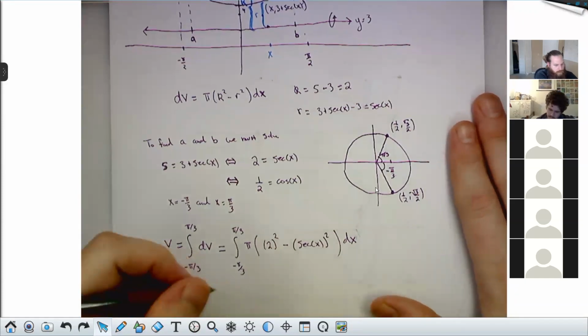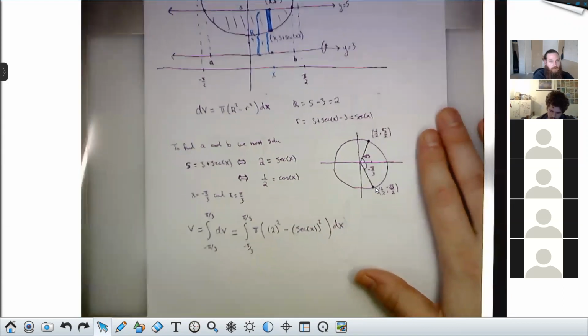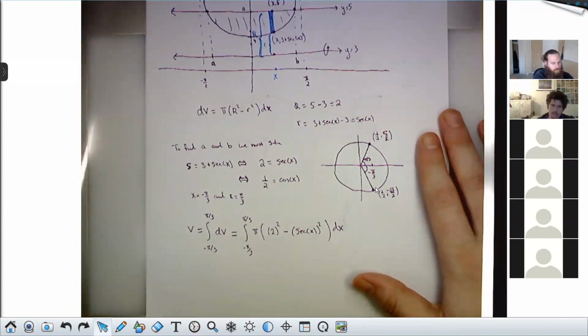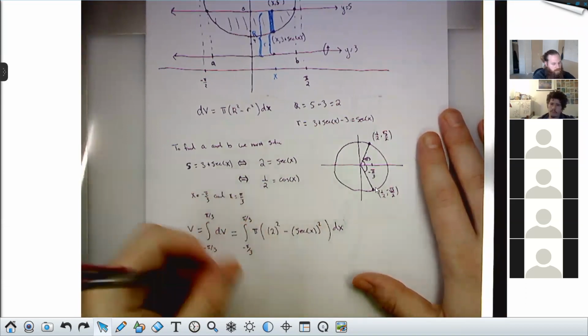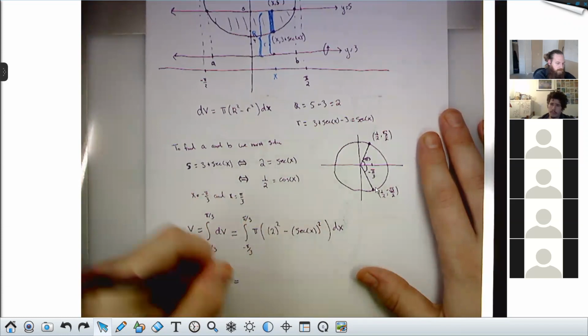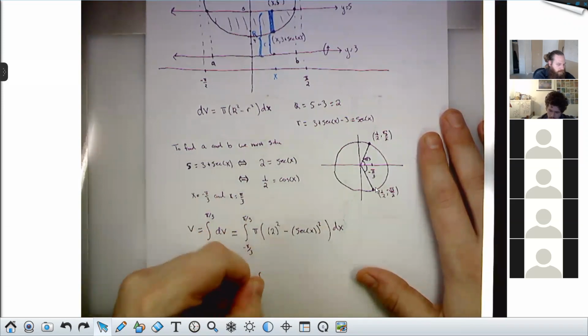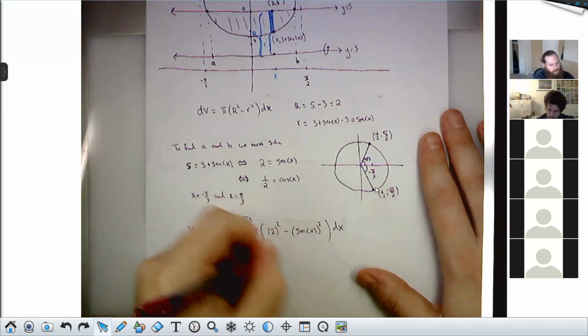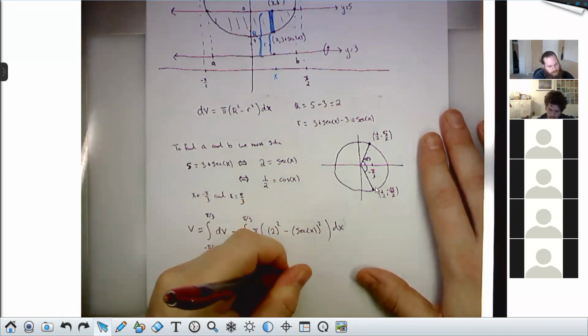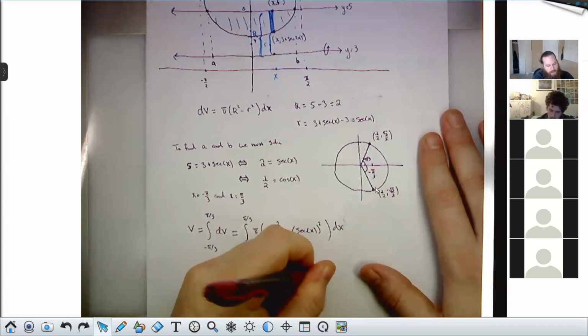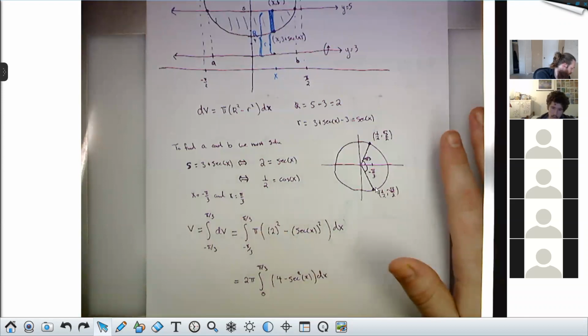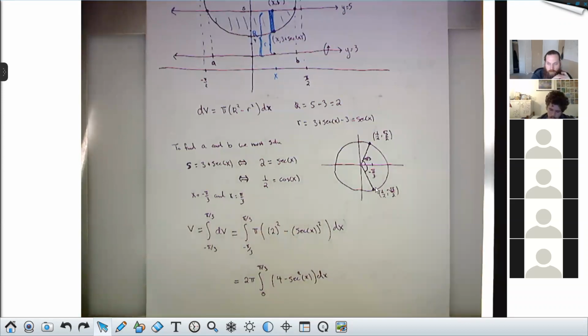A quick note, you can exploit some symmetries here. Notice that my region is symmetric about 0. This is an even function that I'm integrating. So I'll pop out the pi, but then I'll multiply by 2 and say that's the same as 2 pi times the integral from 0 to pi over 3 of 4 minus secant squared of x dx. And that symmetry game is a nice one. It's a useful fact. If you integrate an even function, which is continuous from negative a to a, you can just do the integral from 0 to a and multiply by 2.